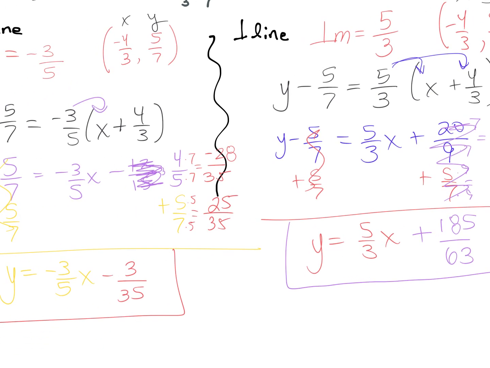Notice the slope of this line is negative 3/5. The slope of this one is positive 5 over 3. They are opposite reciprocals of each other. The signs are different and they are flipped over. Does that make sense? Okay.